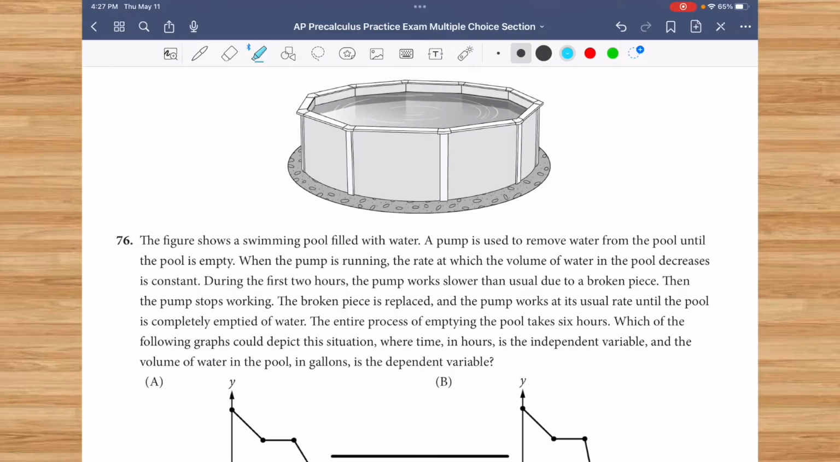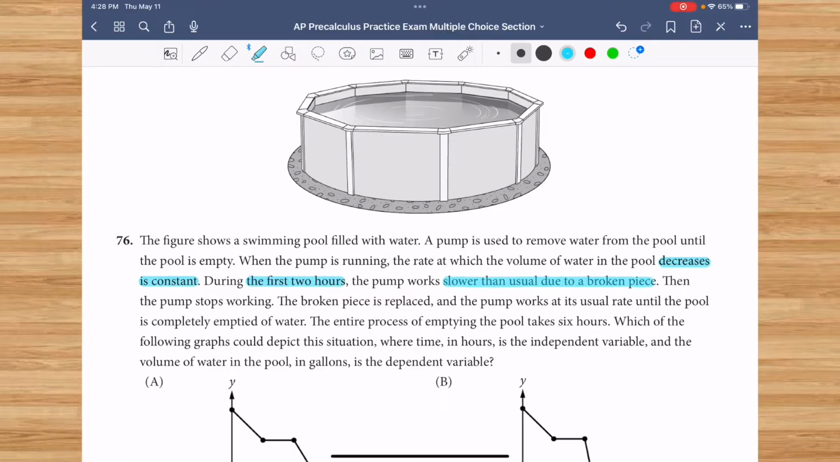Question 76 says the figure shows a swimming pool filled with water. A pump is used to remove water from the pool until the pool is empty. When the pump is running, the rate at which the volume of water in the pool decreases is constant. During the first 2 hours, the pump works slower than usual due to a broken piece.